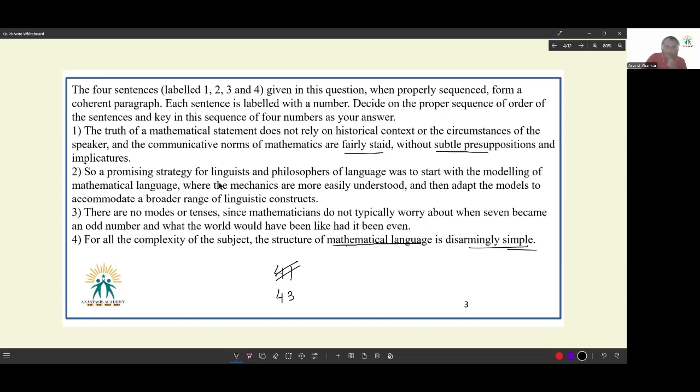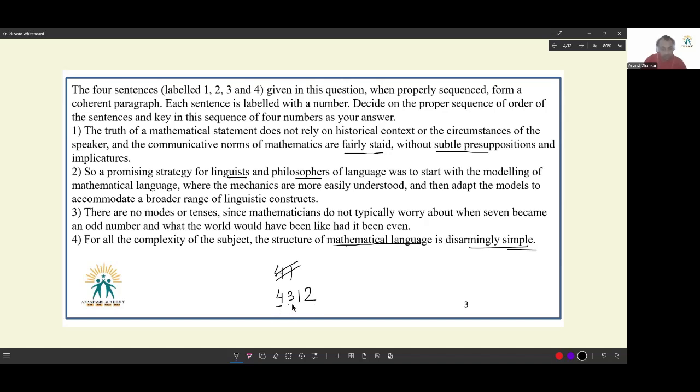Then once we have started, this is a completely new idea. Linguists and philosophers of language will start with the modeling of mathematical language, where the mechanics are more easily understood, and then adapt the models to accommodate a broader range of linguistic constructs. This is an entirely different idea. So it should be 4, 3, 1, 2.